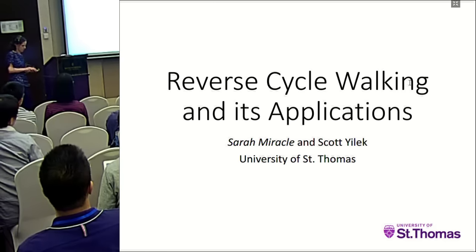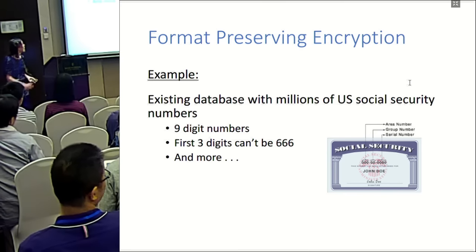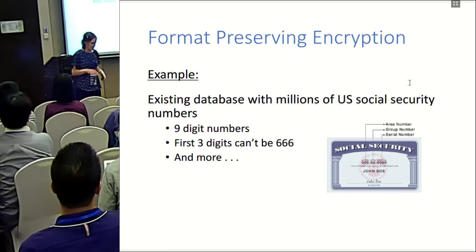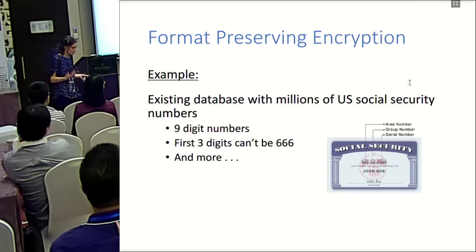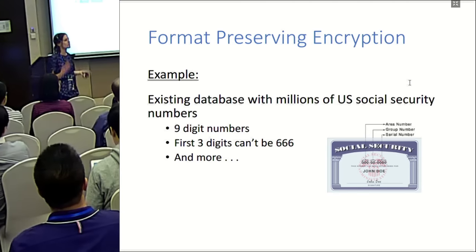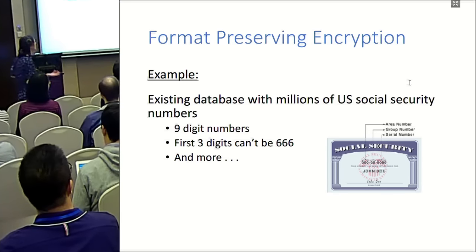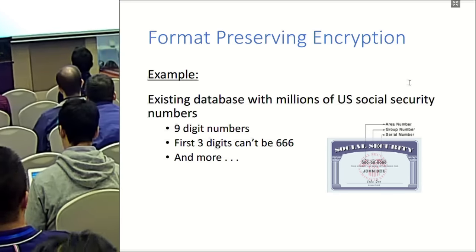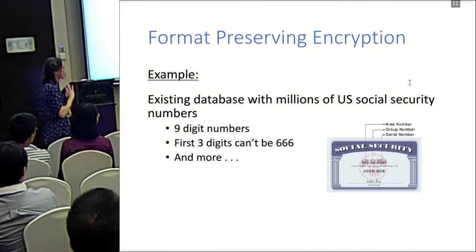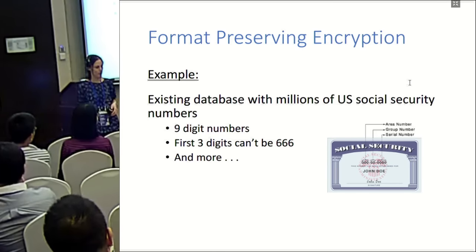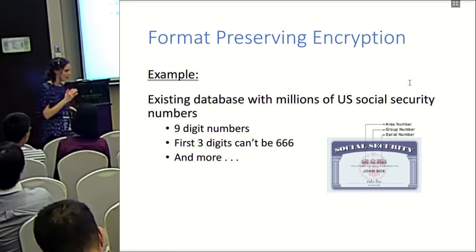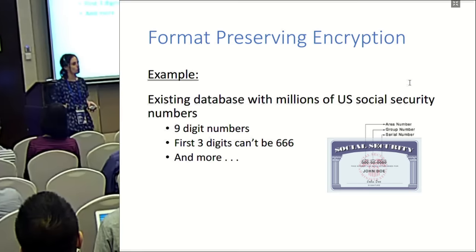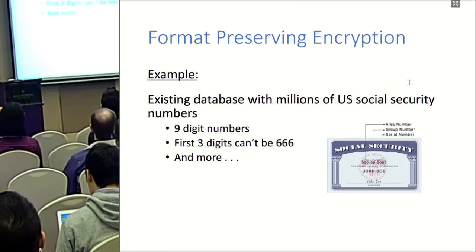Okay, so this is motivated by the application of format preserving encryption. So here's the setup. Suppose you have an existing database that stores some sort of information. For example, maybe you have an existing database with millions of US Social Security numbers already set up there. Your customers have applications, there's hardware, software involved, it's already set up. And you come back later and decide, hey, we want to add encryption to this database. So how are you going to do this?